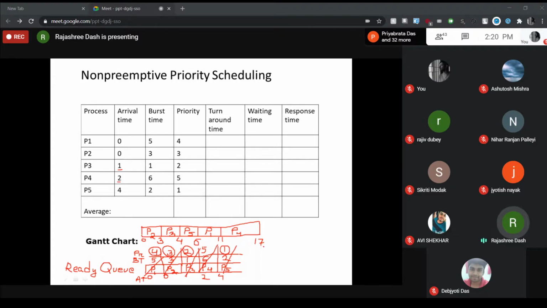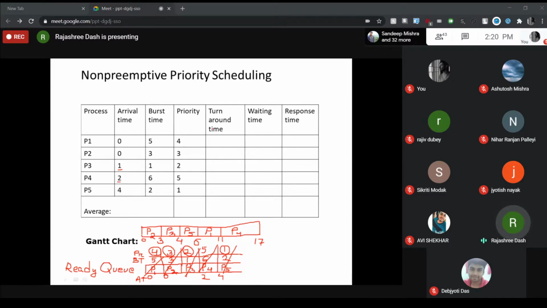Or any doubt? So remember, when the scheduler wants to select a process, it compares its priority number, not the burst time. But to find out the finish time, starting time plus the burst time gives you the finish time. Clear?